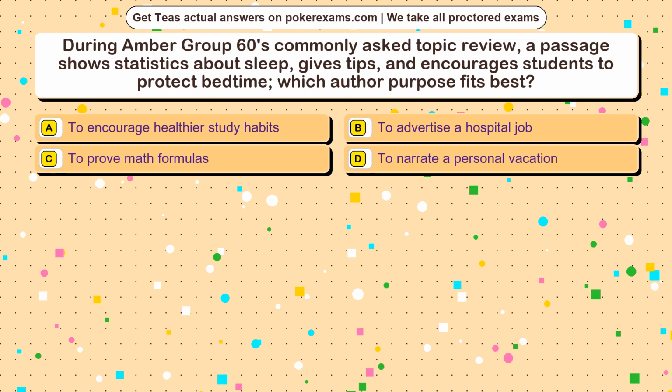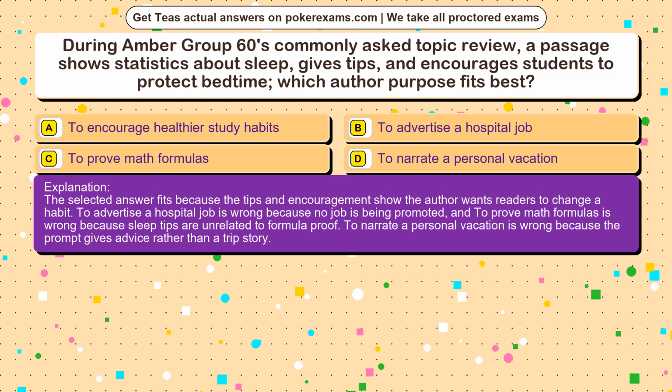The correct answer is option. The selected answer fits because the tips and encouragement show the author wants readers to change a habit. To advertise a hospital job is wrong because no job is being promoted, and to prove math formulas is wrong because sleep tips are unrelated to formula proof. To narrate a personal vacation is wrong because the prompt gives advice rather than a trip story.